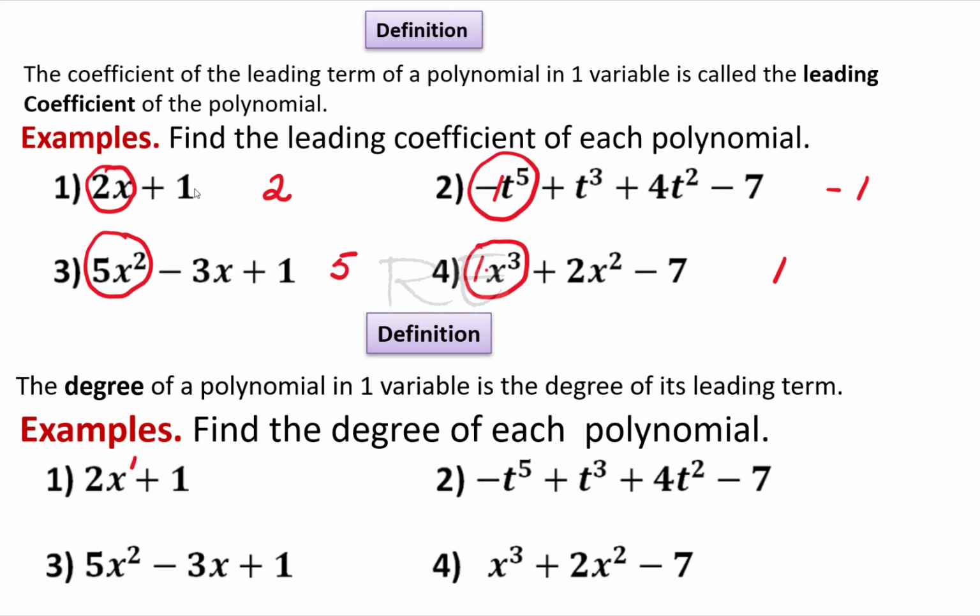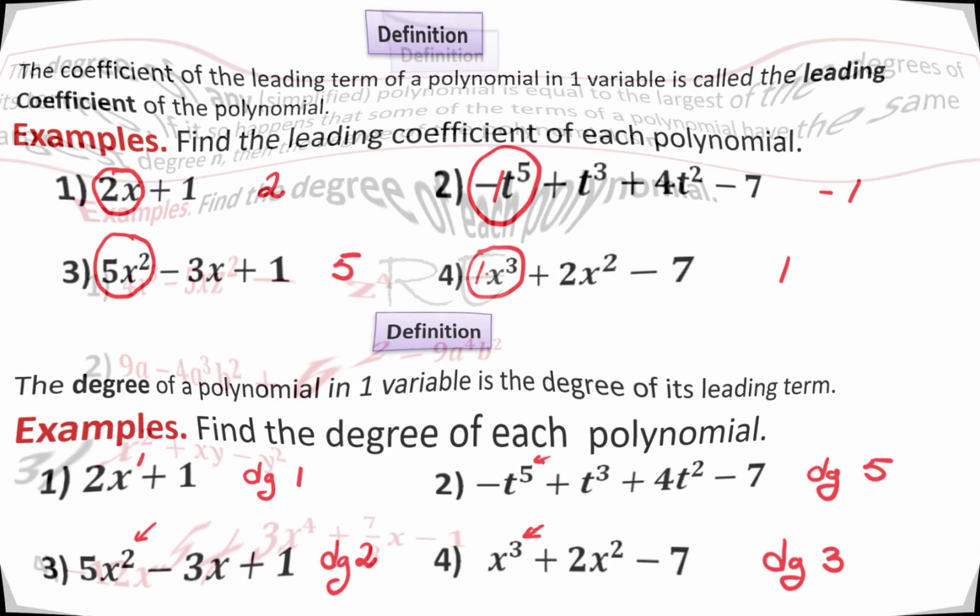The degree of a polynomial in one variable is the degree of its leading term. 2x plus 1: the degree is 1. 5x squared minus 3x plus 1: the degree is 2. For number 2, the leading term is negative t to the 5th, so the degree is 5. Number 4, the leading term is x cubed, so the degree is 3.